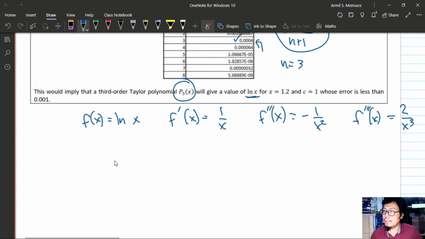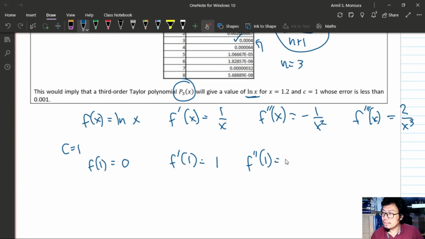So at c equals 1, your f of 1 is ln of 1, so 0. Your f prime of 1 is 1. Your f double prime of 1 is negative 1. And your f triple prime of 1 is 2.